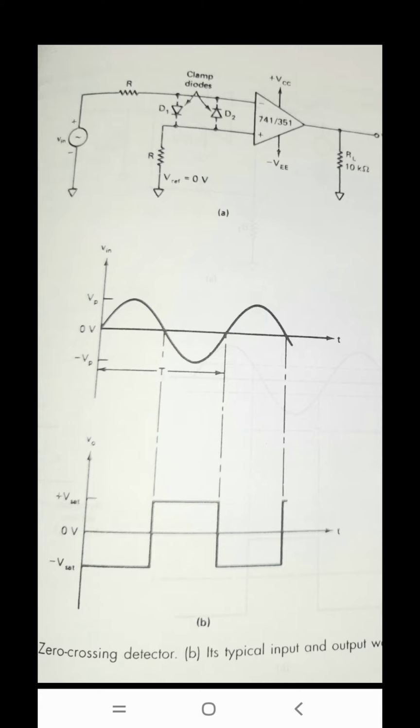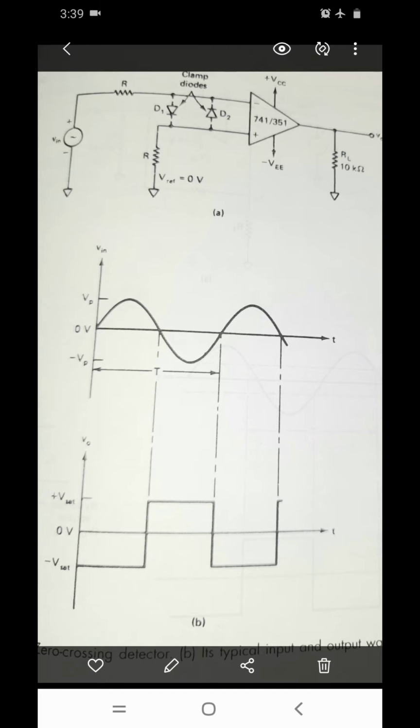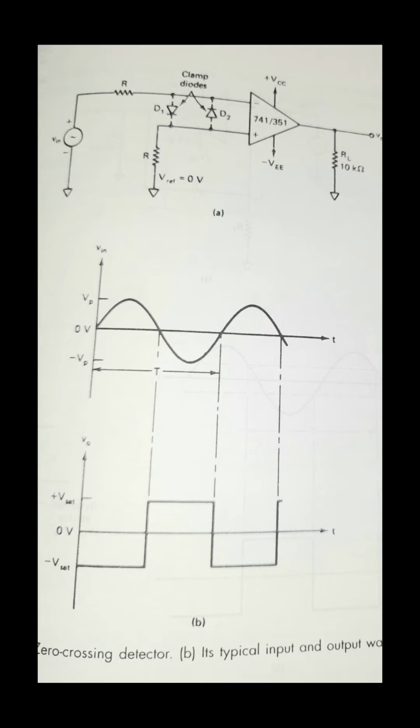Both of these problems can be cured with the use of regenerative or positive feedback that causes the output V0 to change faster and eliminates any false output transitions due to noise signals at the input side.